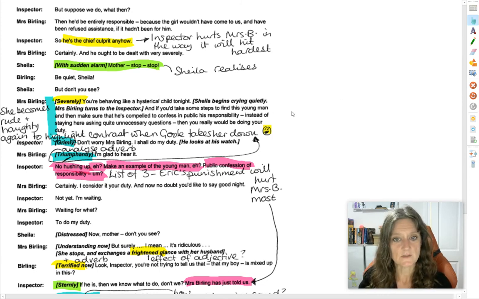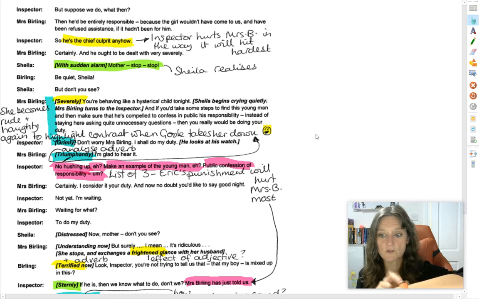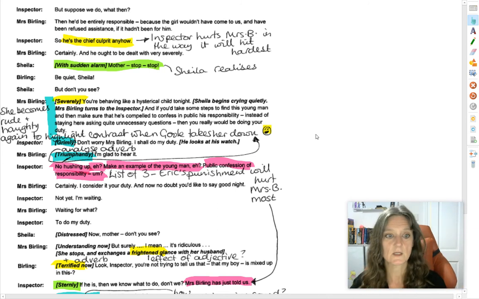If you take some steps to find this young man, make sure he's compelled to confess in public. Instead of staying here asking unnecessary questions, then you really would be doing your duty, she says. The inspector's grim, and that's because he's hanging around to do his business, and he's waiting, looking at his watch, that motif of time, remember, for Eric to come back. Mrs. Birling is triumphant. She speaks triumphantly, so she really, really thinks she's won this argument against the inspector.